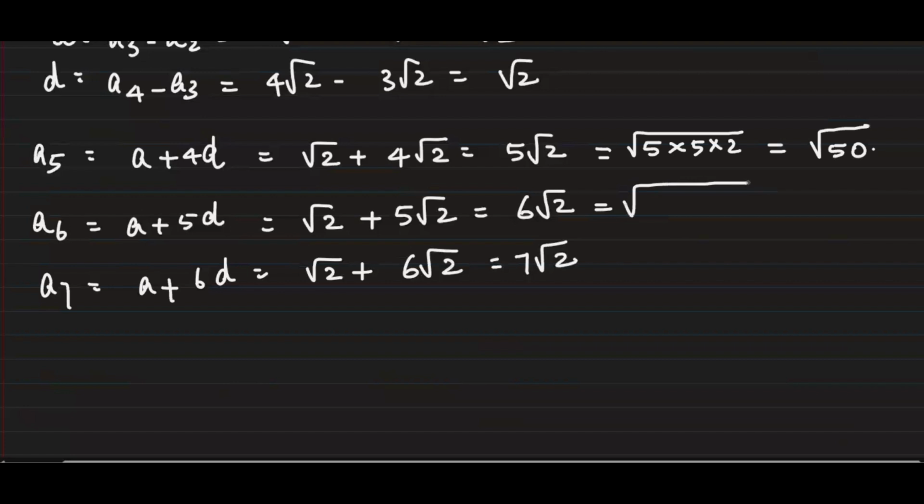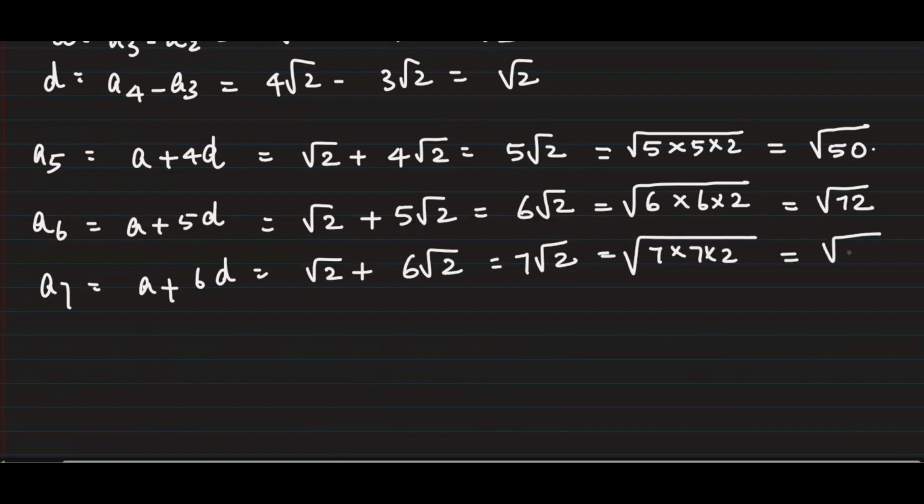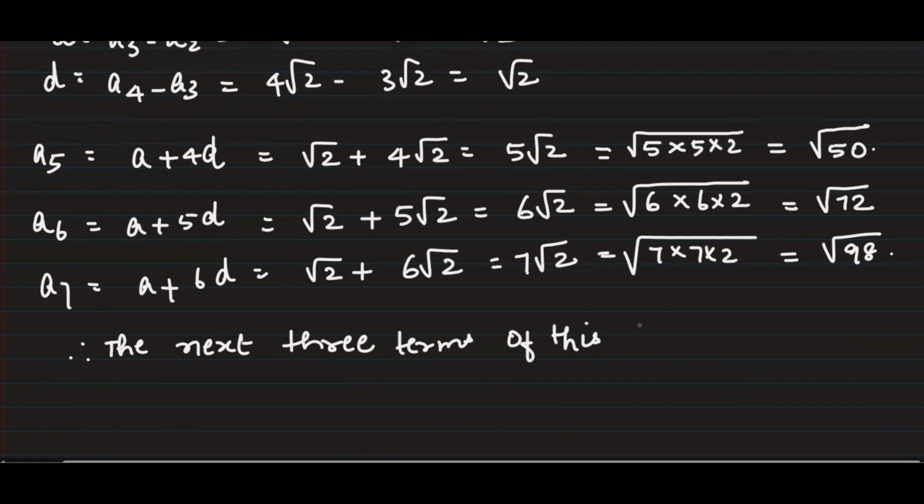In the same way, here it becomes 6 into 6 into 2, that is 36 into 2, which becomes root 72. For this one also it becomes 7 into 7 into 2, that is 49 into 2, which becomes root 98. So therefore the next 3 terms of this AP are root 50, root 72, root 98 respectively. Fine, clear? You understood this step.